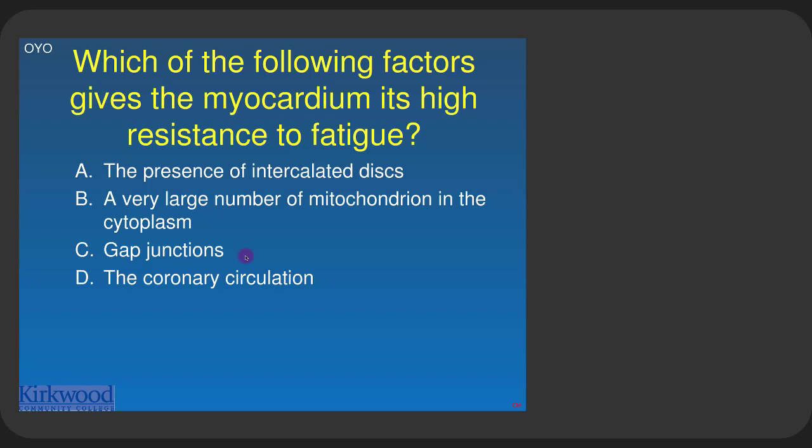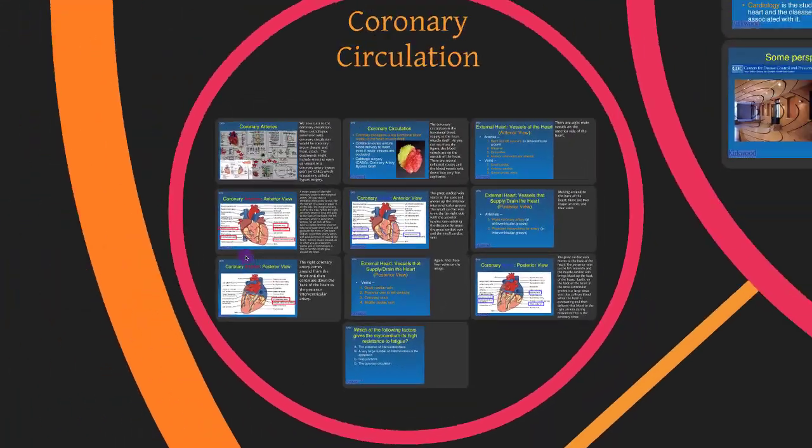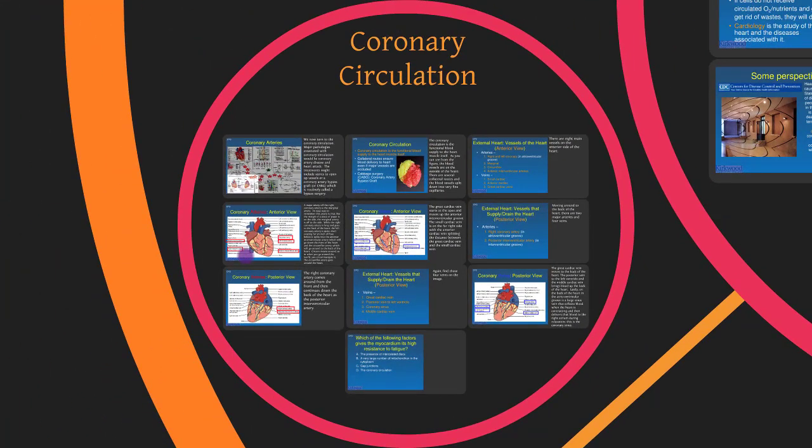Which of the following factors gives a mitochondrium its high resistance to fatigue? You might want to guess around that one a little bit first. What causes muscles to get fatigued is not enough blood flow and not enough oxygen. Well, technically not enough oxygen, and you don't have enough oxygen because of lack of blood flow. The coronary circulation makes sure that the heart always has plenty of blood flow, and so the coronary circulation makes sure that the heart never gets fatigued.